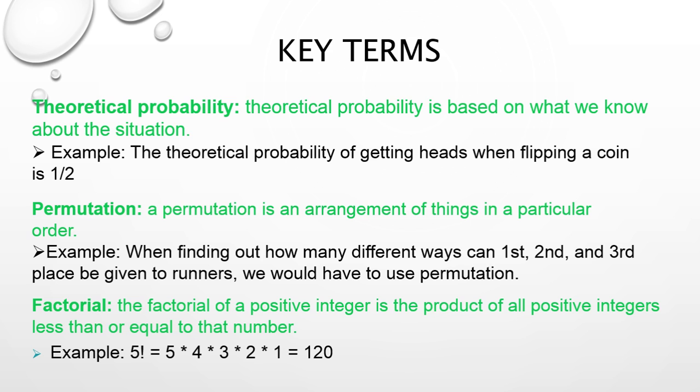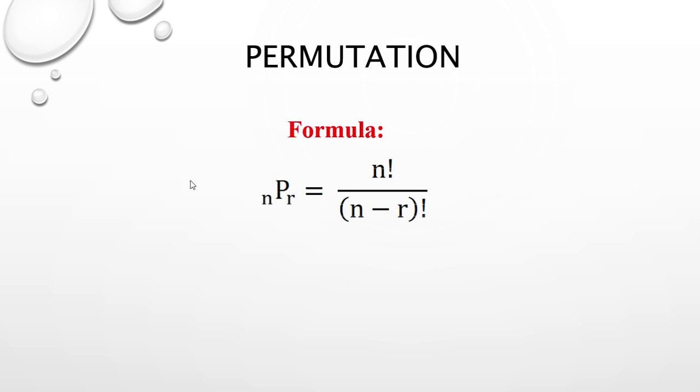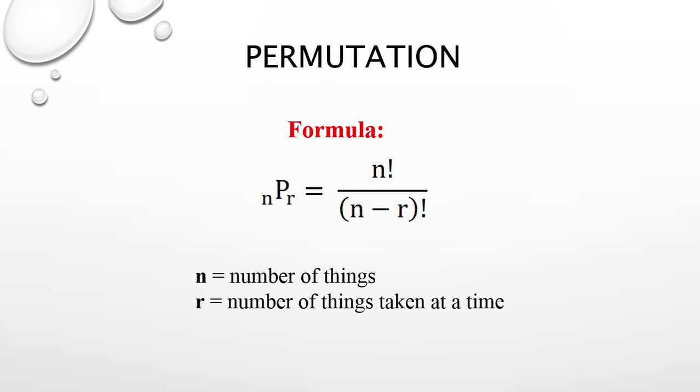For example, 5 factorial is 5 times 4 times 3 times 2 times 1, which is also equal to 120. 3 factorial is 3 times 2 times 1, and so on. Alright, permutation. Here's the formula for finding permutation. N represents the number of things, so the number of different outcomes. R is the number of things taken at a time. So what are we looking for at a certain time? Take a second to write down that formula. We are going to be using that formula for this lesson.